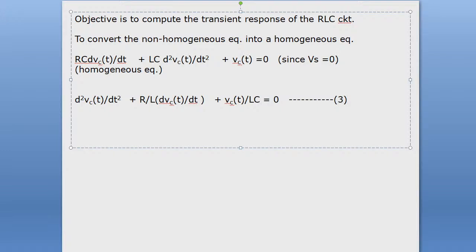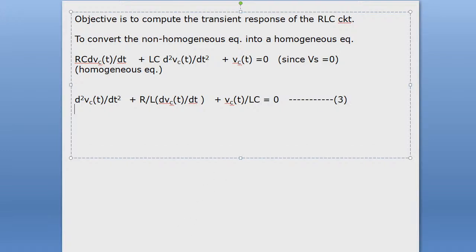Equation 3. However, we can solve this equation easily by using Laplace transform, but after covering the Laplace transform, we will solve this problem for AC response, and that time I will discuss. We can solve this problem easily by using Laplace transform. Okay, but now you try to solve this equation in time domain.